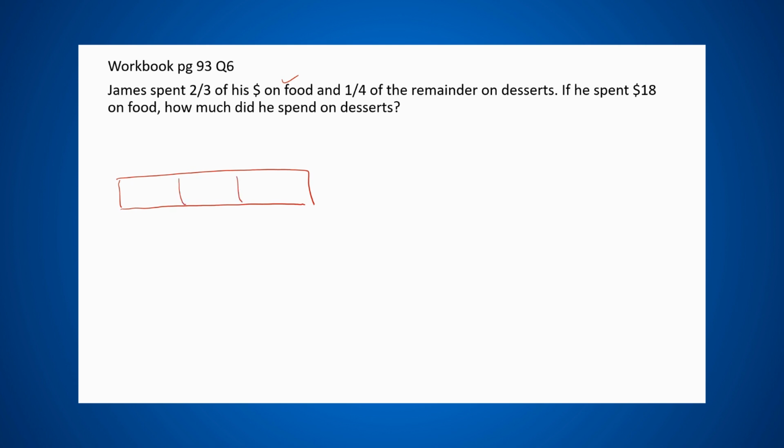Okay, so he spent 2/3 of his money on food. So over here, food. And then here they say 1/4 of the remainder. Again, when you see this kind of question, remainder concept, you need to know how to solve this question. Okay, so this is the remainder. Okay, the tricky part here is that they say 1/4 of the remainder. In this case, you only see 1 unit. What should I do?